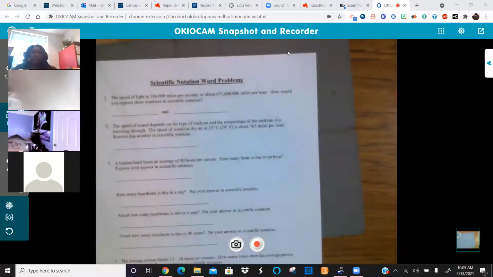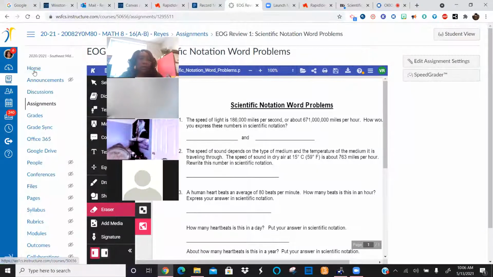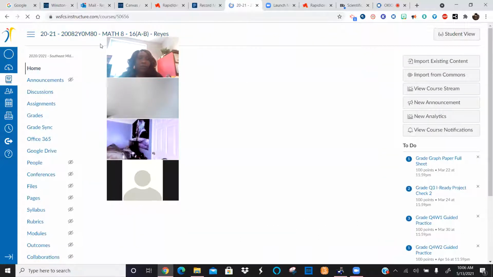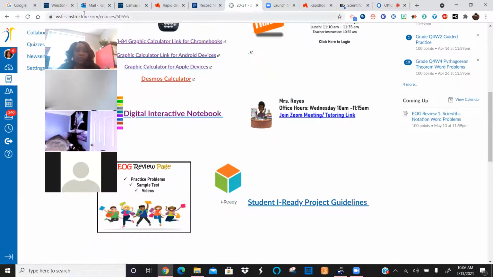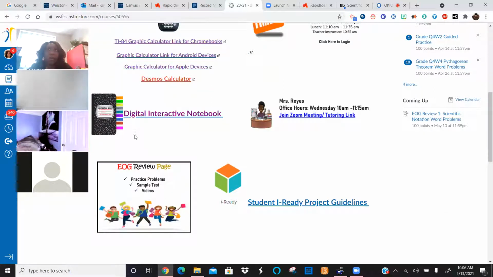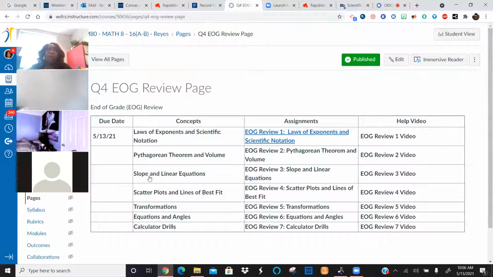I'm going to go back and show you, okay? Those of you that need to see how I get to there, I'm going to show you once more how we got to there. Towards the middle part of the page, you'll see EOG Review. Slide this over. This is what you see. Click on this, and this is where the scientific notation problems are.